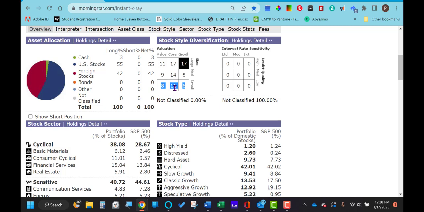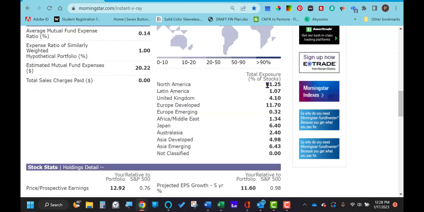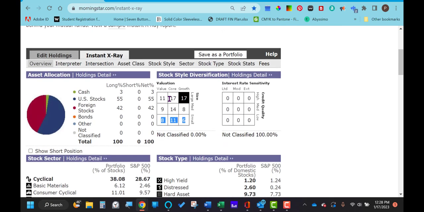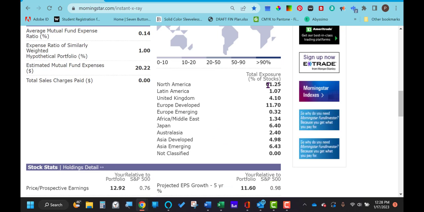Let's look at the regions. So I can see that 61% are in North America. So that means since 55% was US, I've got some Mexican and Canadian stocks in there. About 12% is in developed Europe. I do have some in emerging markets. So I've got 6.43 in Asia, 1.34 in Africa and the Middle East, 0.32% in emerging Europe, and 1.07% I would consider some of those emerging markets. I've got a decent percent in emerging markets.